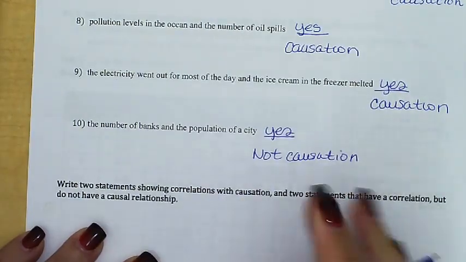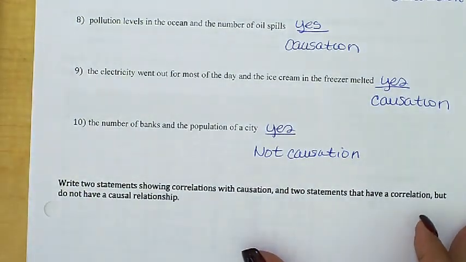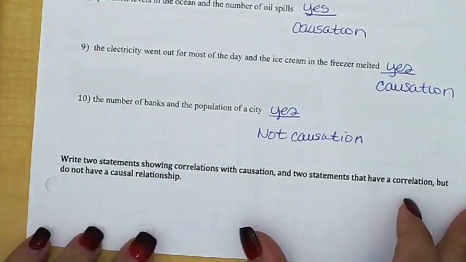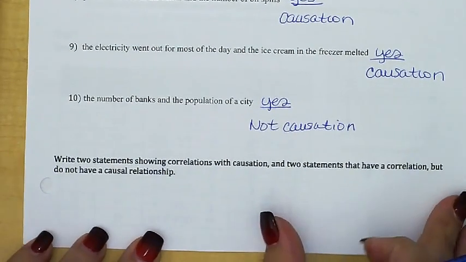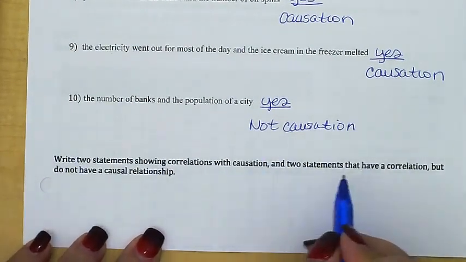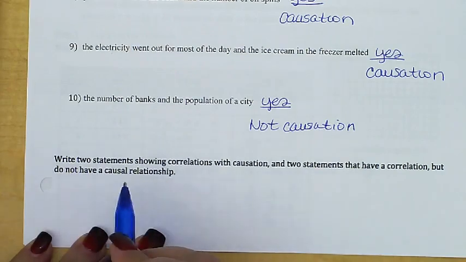Okay, so I hope you understand that difference. We'll talk a little bit more about that in class. For this last part, you're going to write 2 statements showing correlation with causation and 2 statements that have a correlation but do not have causation. So be ready to discuss those in class tomorrow.